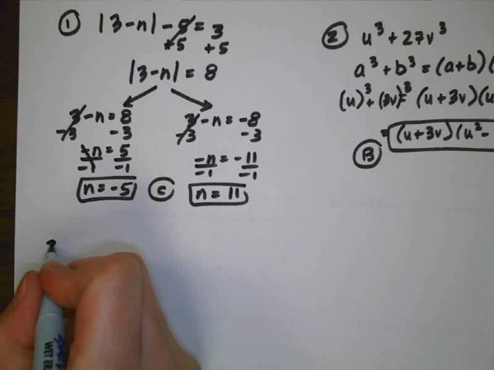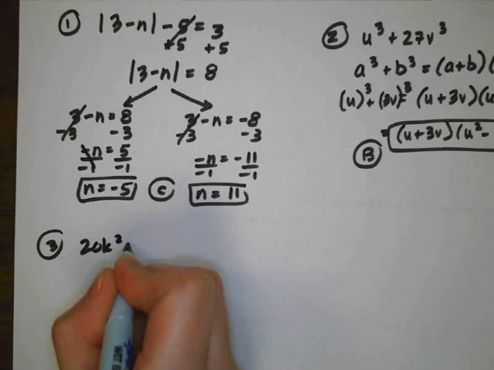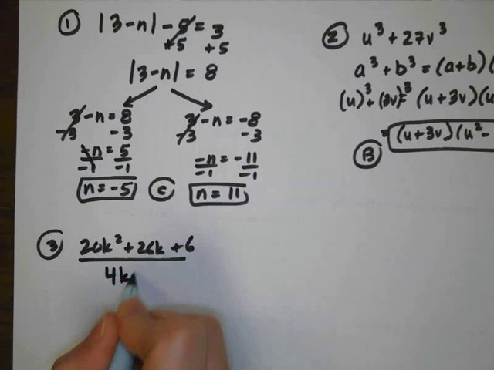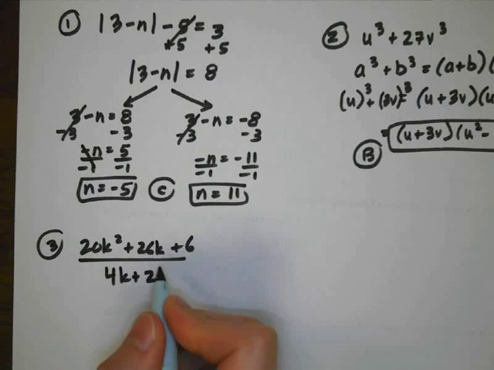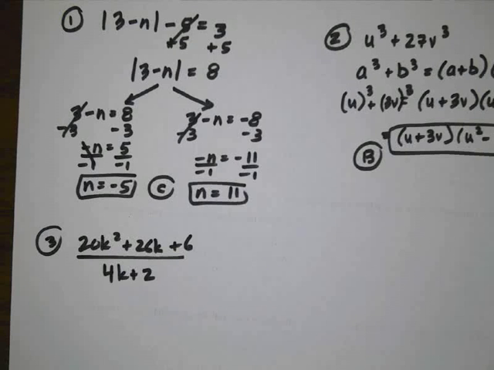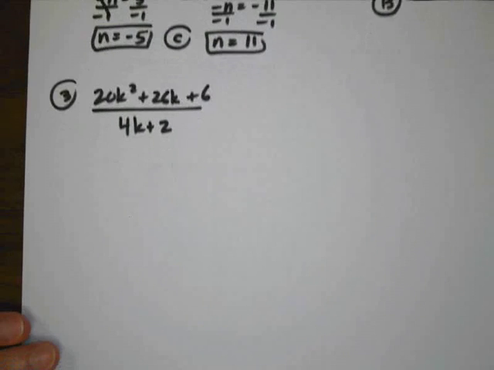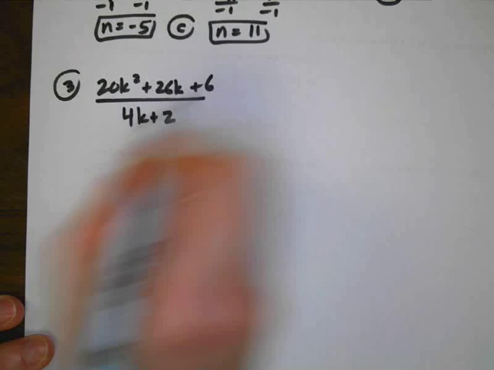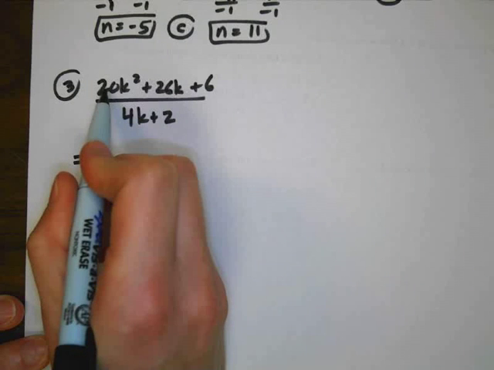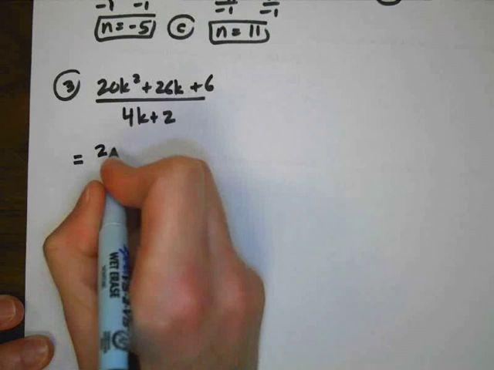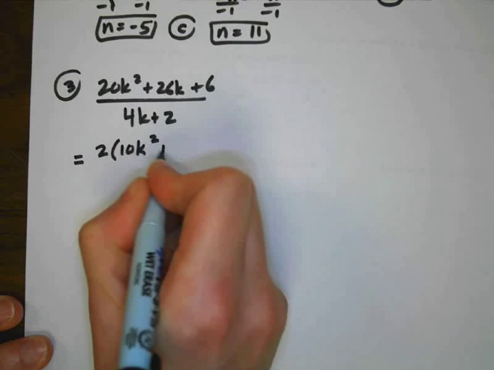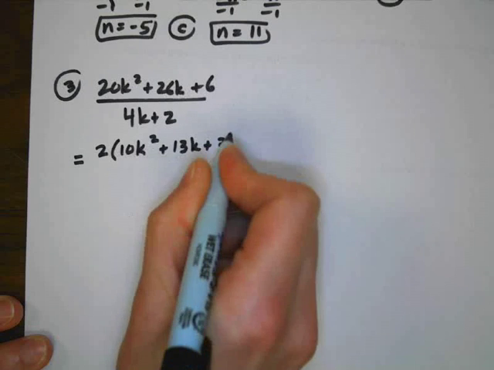All right, next let's move on to number 3. 20k squared plus 26k plus 6 divided by 4k plus 2. The very first thing that you always want to do in problems like this is see if you can factor anything out to make sure that it's all completely reduced before you do anything else. So if I'm looking at this, I know that on the top, 20, 26, and 6 are all divisible by 2, so I'm going to factor that 2 out. So when I factor the 2 out, I'm left with 10k squared, 13k, and 3.